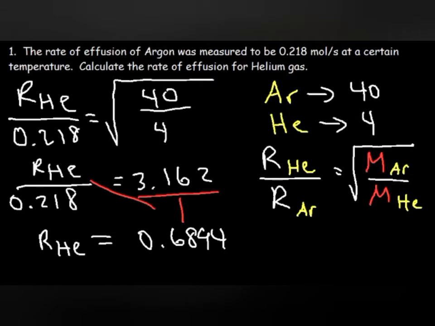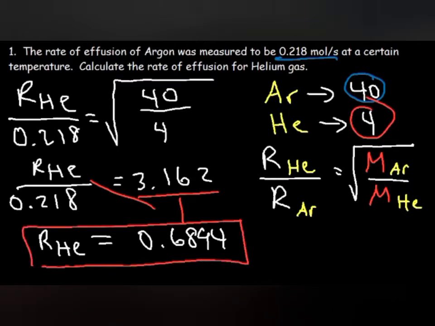So notice that argon is a heavier gas, and so therefore the rate of effusion for argon is less than that of helium. Heavy gas molecules move slower, and helium is lighter than argon, and so it has a much higher rate of effusion. Lighter gas molecules move faster.